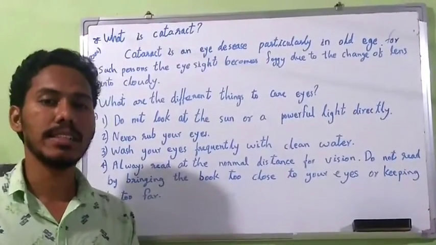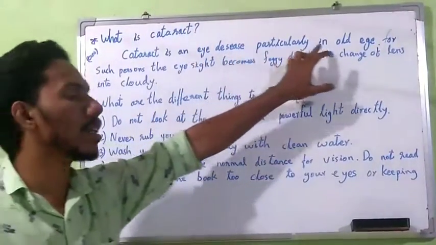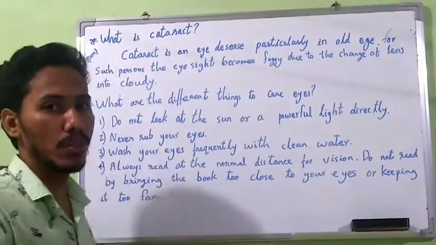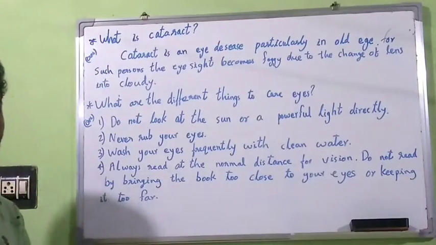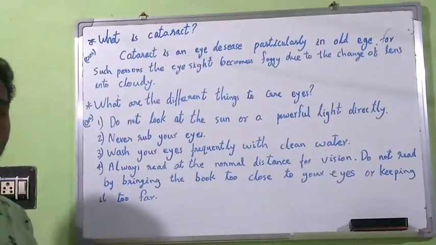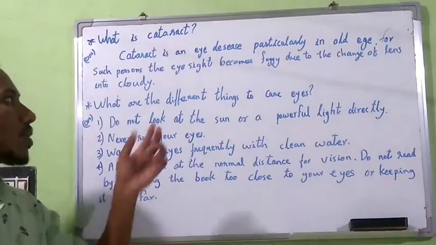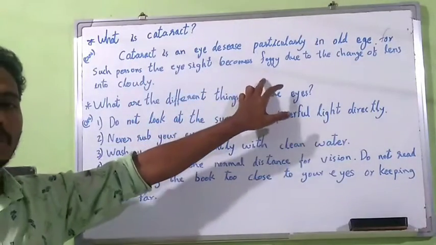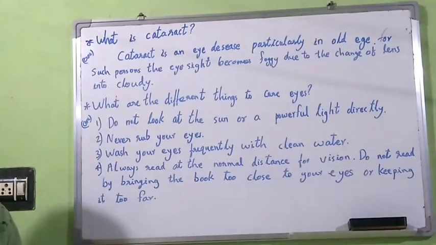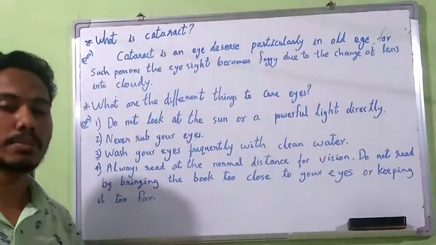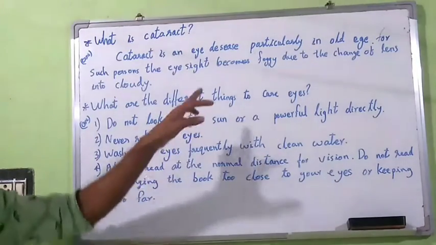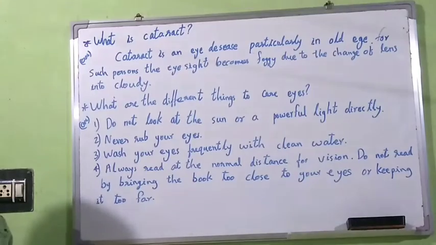Then what is cataract? It is an eye disease, particularly in old age. For such persons, the lens changes into cloudy, then the eyesight becomes foggy. That disease is called cataract. We can transplant the eye lens for such persons. Transplantation of eye lens is the method to cure cataract.